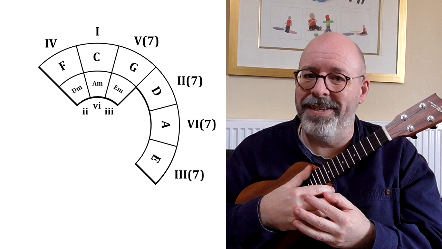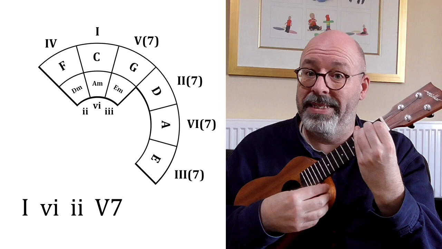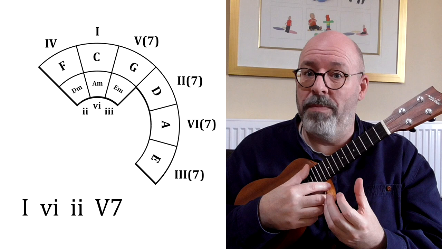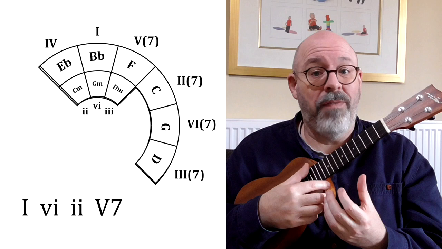Let's try the 1-6-2-5 pattern that we have, a C, A minor, D minor, G7, that's everywhere, and try it in a key we've not had before. Let's spin the wheel around so that B flat is at the top. I know, nasty key, but a very common key in jazz. What would it be in B-flat?